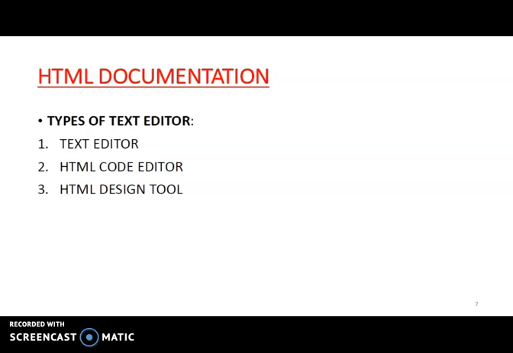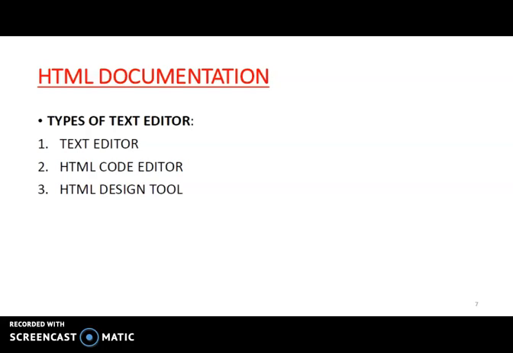There are three types of text editor. The first one is a simple text editor like Notepad. The second one is an HTML code editor. What is the meaning of HTML code editor? For example, UltraEdit and EditPlus. These are examples of HTML code editors.